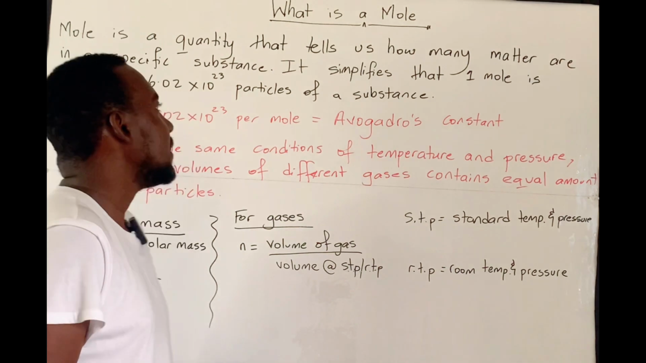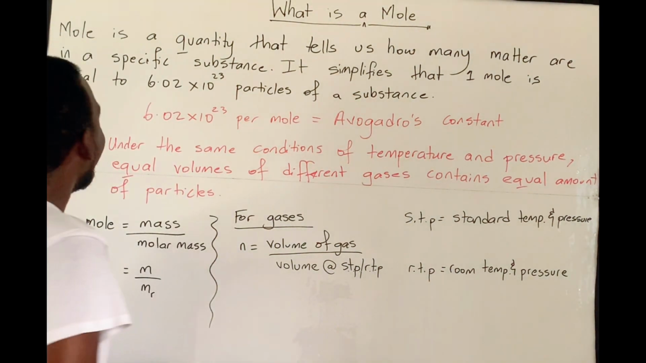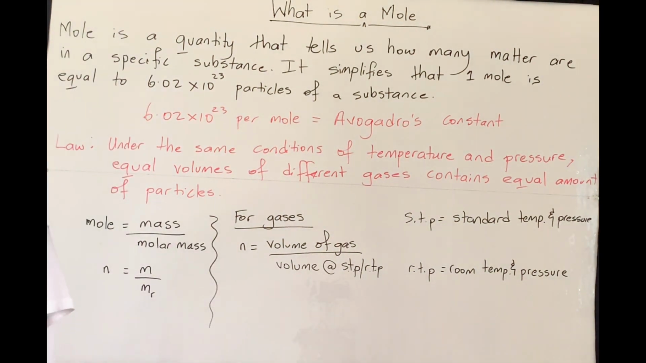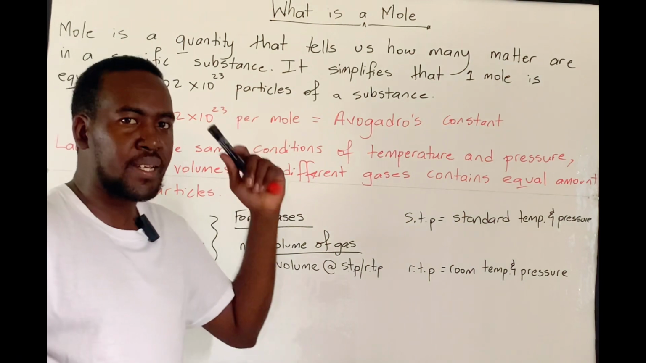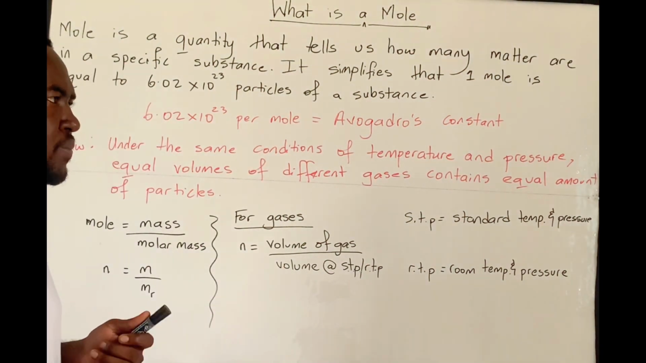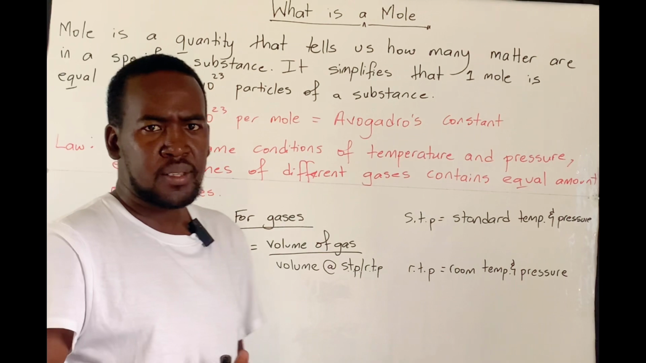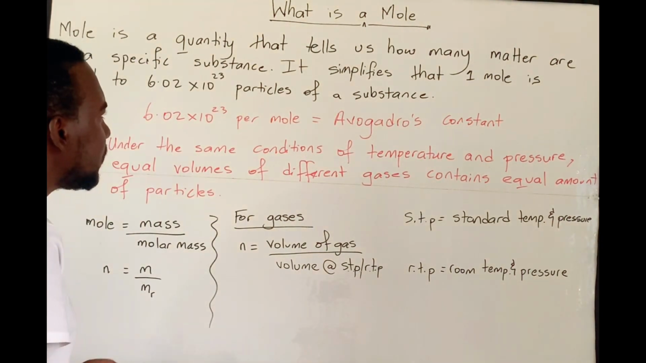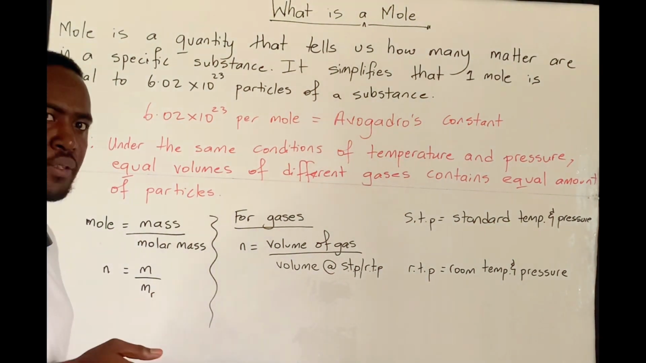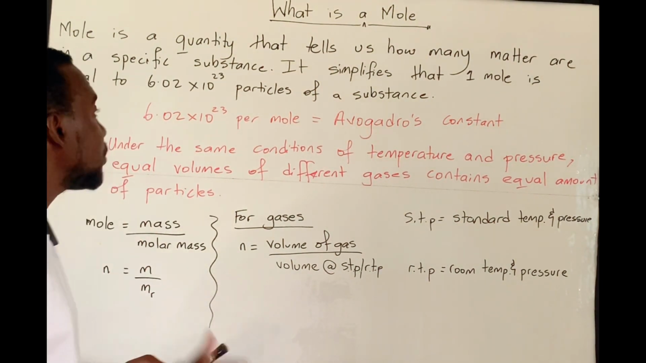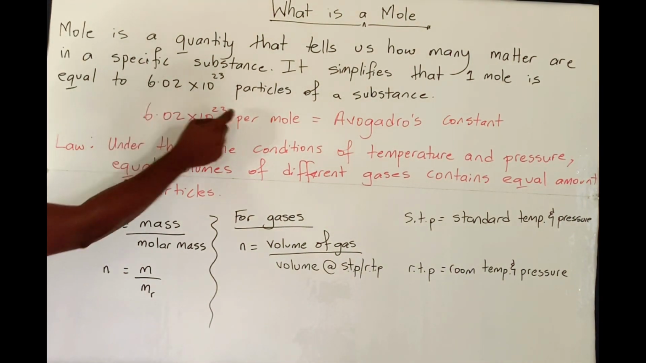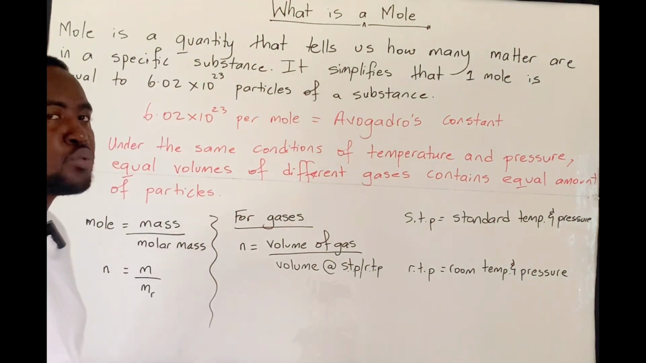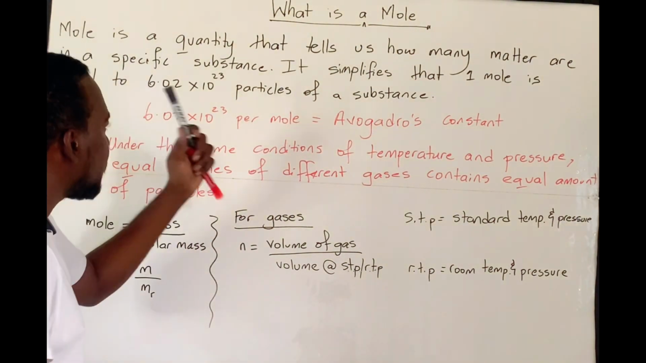A mole is not the animal, right? A mole is a quantity that tells us how much matter is present in a specific substance. Now, this specific substance is any chemical that you can think of, anything that exists in nature, right? It simplifies and tells us that 1 mole represents a special number of matter, which are particles. And it tells us that 1 mole is equal to 6.02 times 10 to the 23 particles.